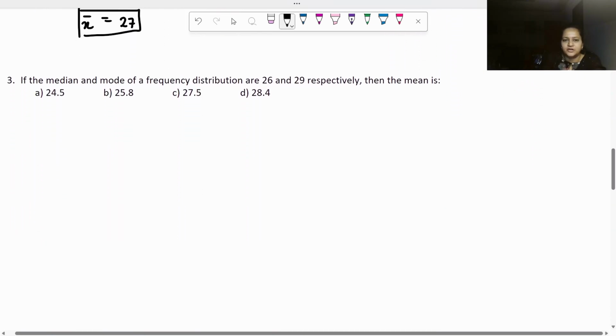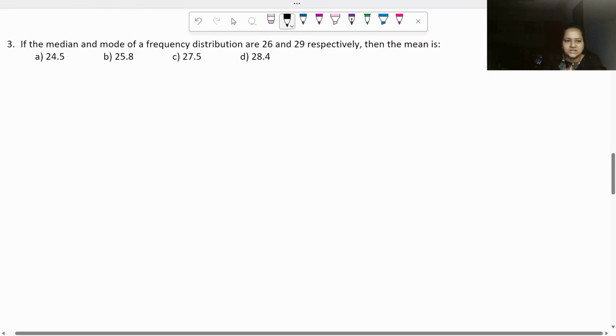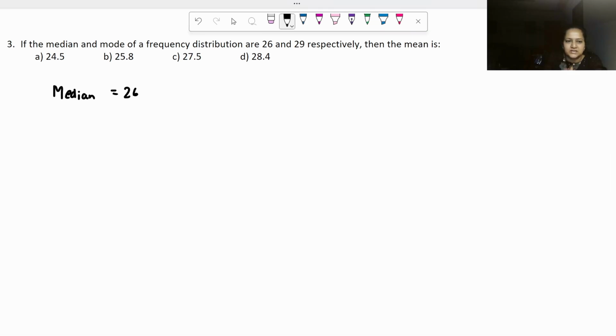The median and mode of a frequency distribution table are 26 and 29 respectively. What is given? Median is given to us. How much is the median? Median is 26. Mode is 29 and we are asked to find mean. So we will be able to find out mean by using the relation between the three, and the relation between the three is given by the empirical formula. Median is denoted by capital M, mode by Z, and mean by x bar.